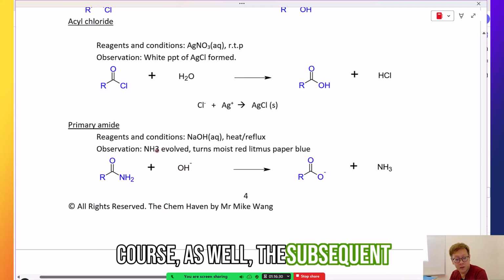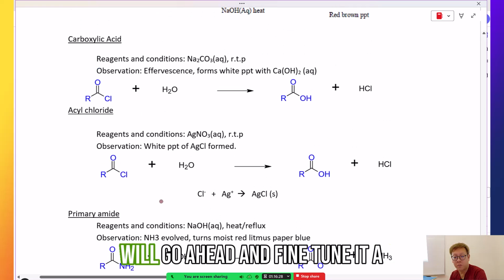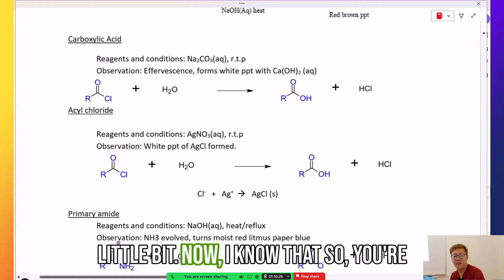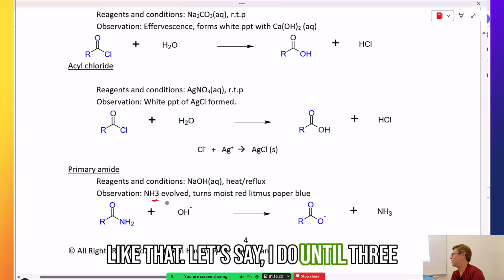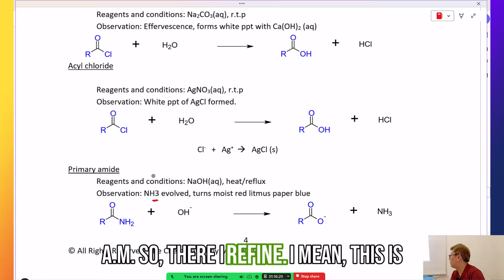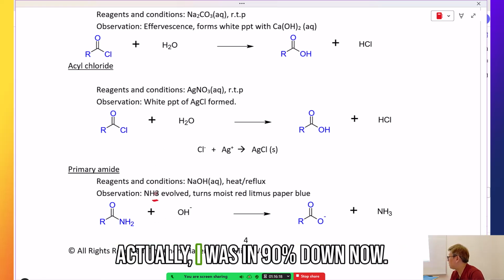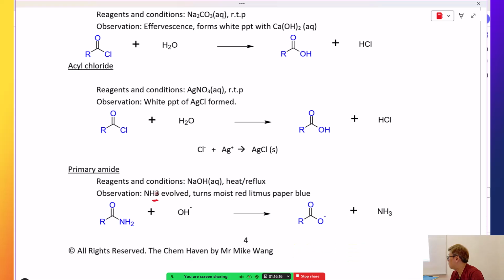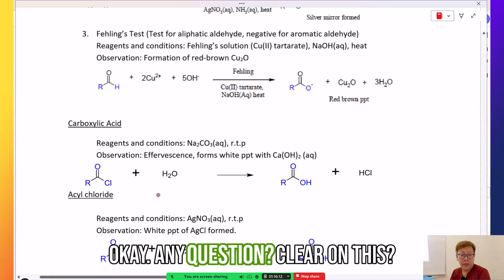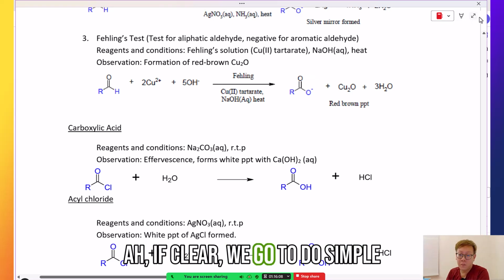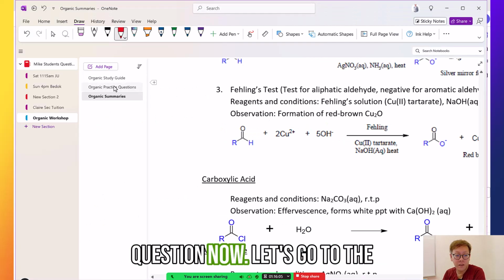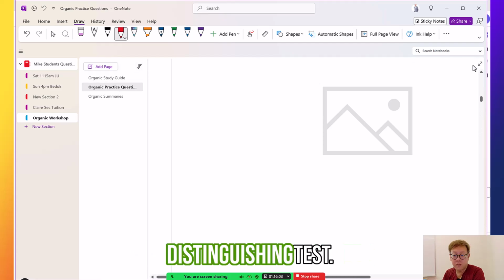But of course, some of the subscript and all that are not done out properly. I will go and fine tune it a little bit. Now, I know some of your OCD ones cannot like that. I can, yeah, like I say, I do until 3 a.m. Some of them I refine. I mean, this is actually, I would say 90% done out. I just fine tuned a little bit yesterday. Okay, any question? Clear on this? If clear, we go to do simple question now. Let's go to the distinguishing test.